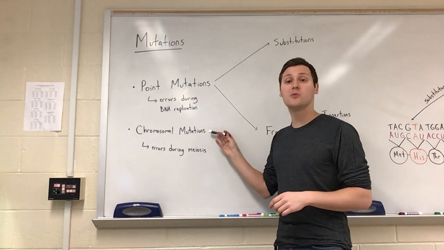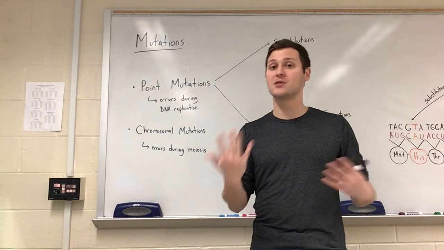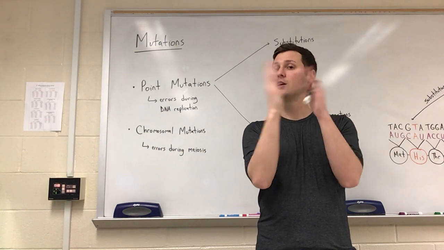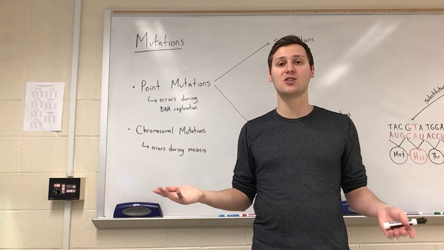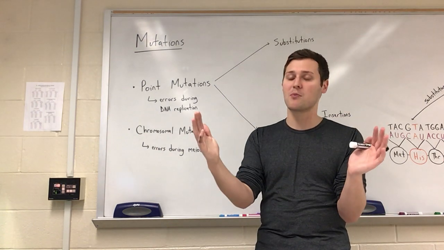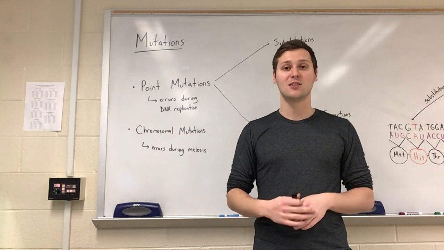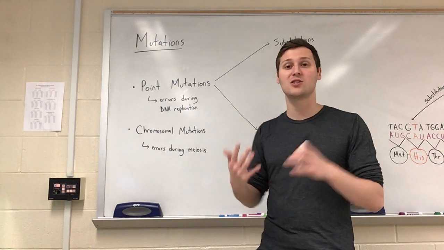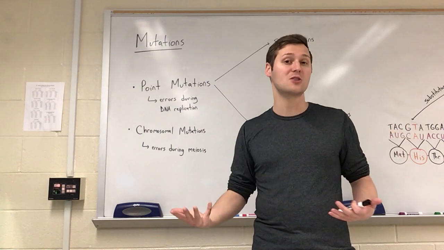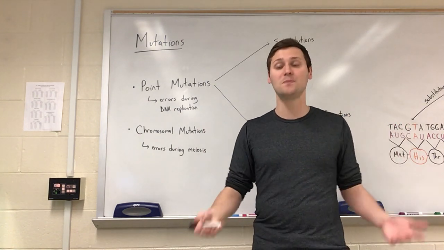So chromosomal mutations come up during meiosis. If you remember, crossing over leads to chromosomal mutations. If they don't separate properly during meiosis, that could lead to chromosomal mutations where there are too many or too few chromosomes, leading to something like Down syndrome.